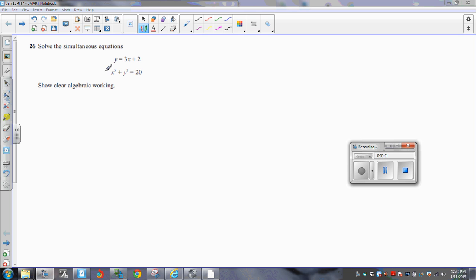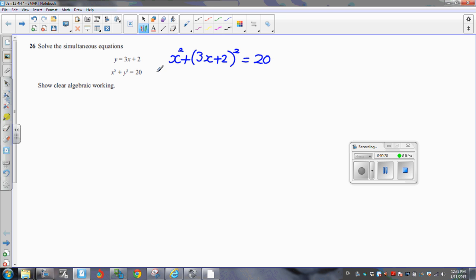Simultaneous equations where one of the equations is quadratic, the only method we can use here is substitution. So I'm going to substitute the linear equation into the quadratic one. I'm going to replace the y here with 3x plus 2. So in the second equation, x squared plus (3x plus 2) squared is equal to 20. And I'm going to solve this quadratic equation to find out what x is.